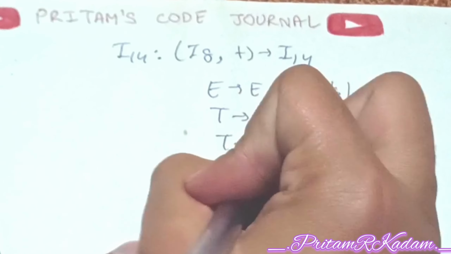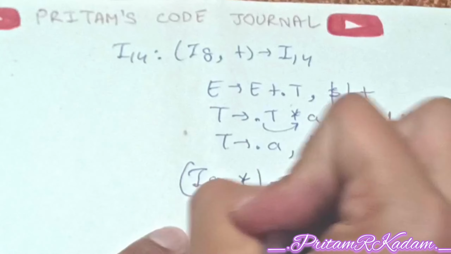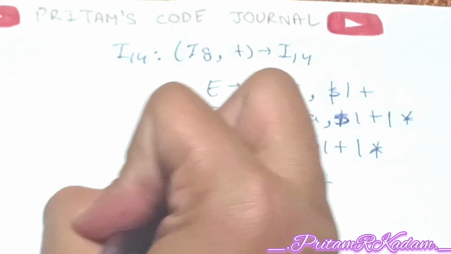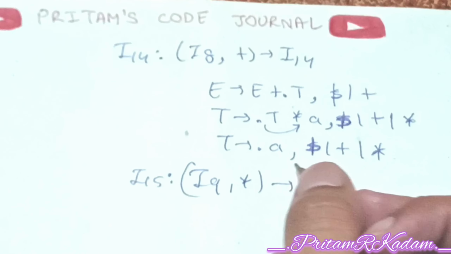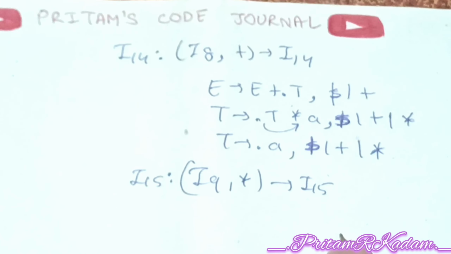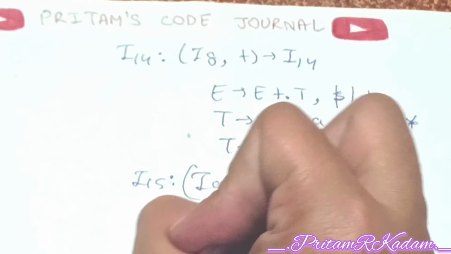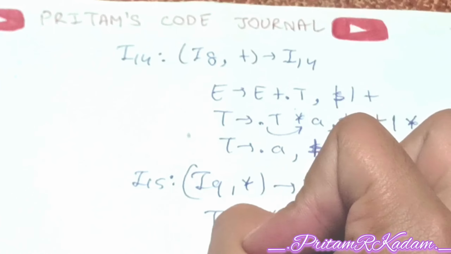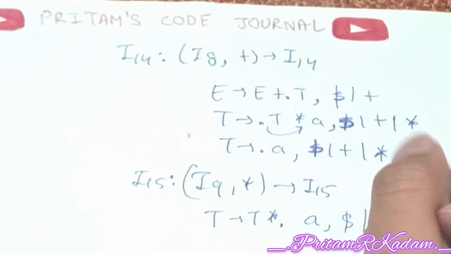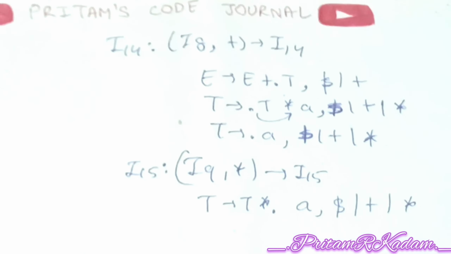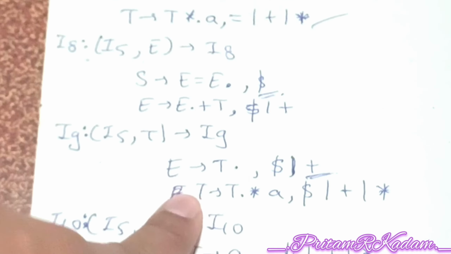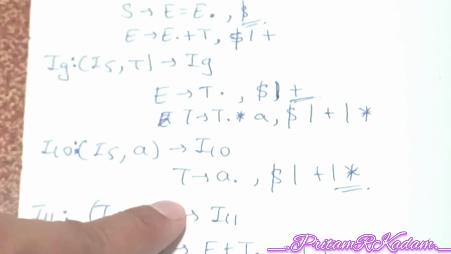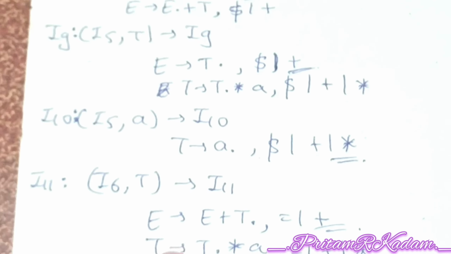Okay, so let us proceed to I9. I9 on star goes to I15. So let us write it down. T gives T star dot A, and we will write the look ahead as dollar, plus and star. Okay, so T gives T star dot A and the look ahead as dollar, plus and star. We have completed I9. I10 is already completed.